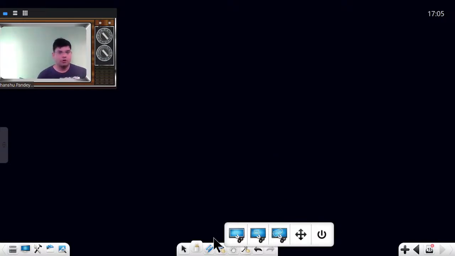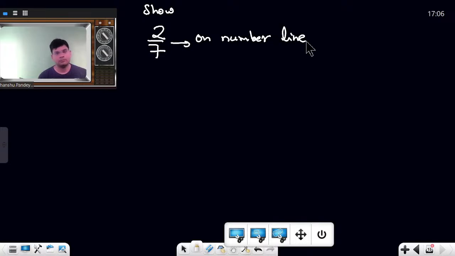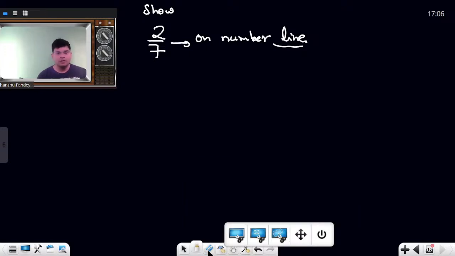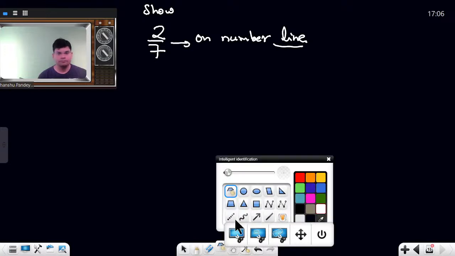Suppose you are being told to show 2 by 7 on the number line. Please write it down: show 2 by 7 on number line. As soon as you see the fraction, you have to see whether it is a proper fraction or an improper fraction. The moment you find that it is a proper fraction, the next step is to draw a straight line.